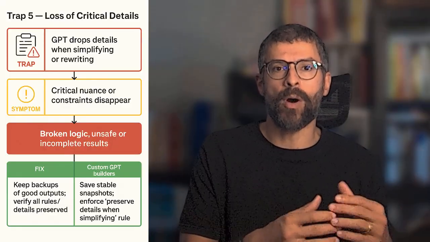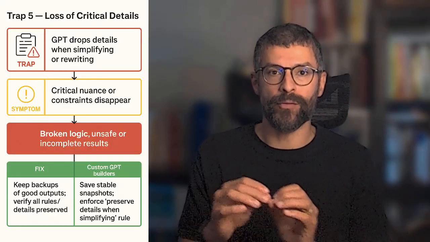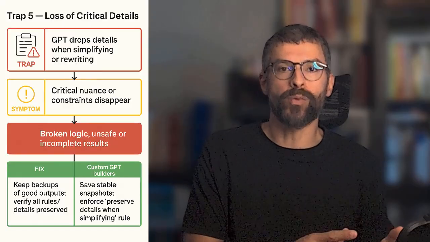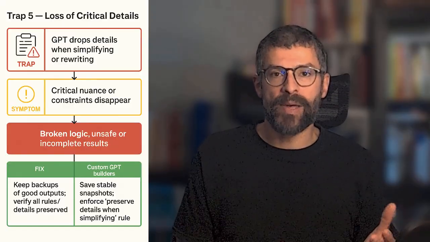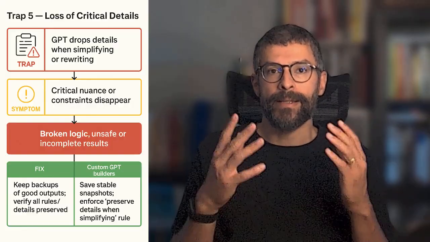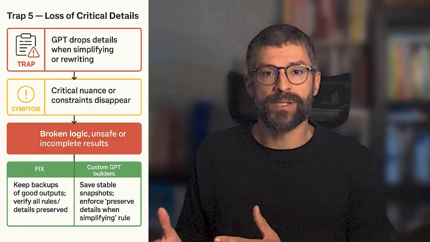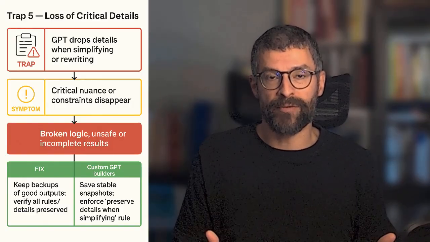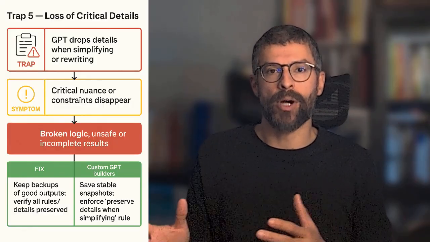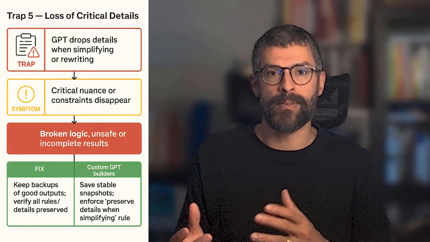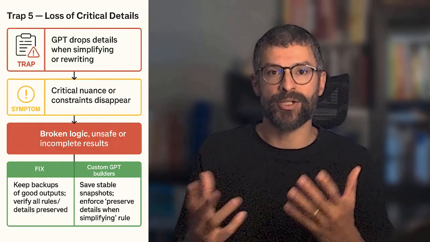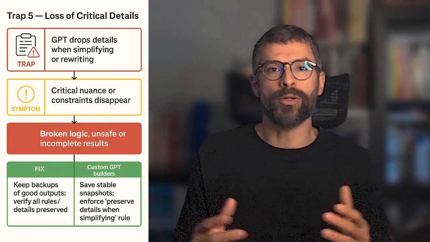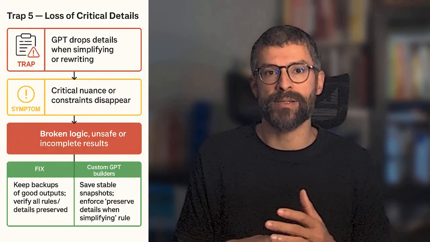As a ChatGPT user, always keep backups of the full version, the one you like. And after a rewrite, ask directly, did it skip any rules or details, and then cross-check. If you're building custom GPTs, train the GPT to preserve constraints when simplifying. You can also store stable snapshots of outputs outside the system or in the knowledge base and add a check asking to confirm all original rules or important details are still present before it's finalized.